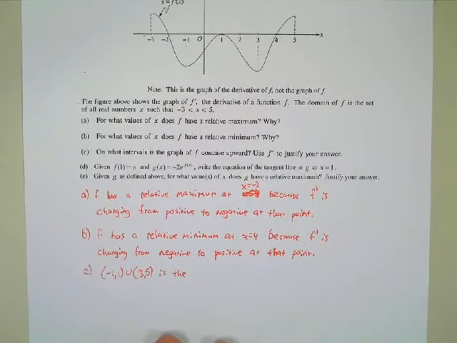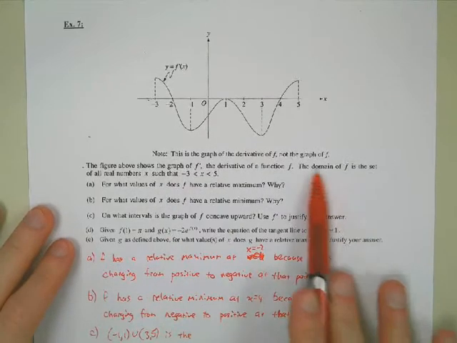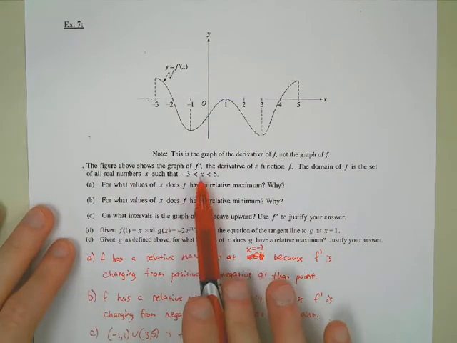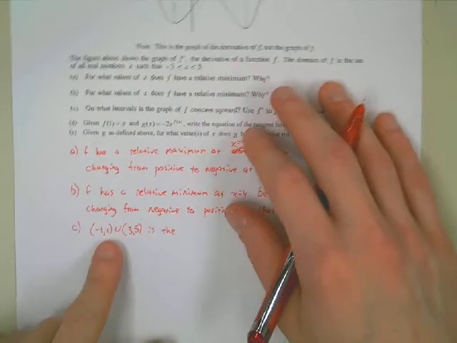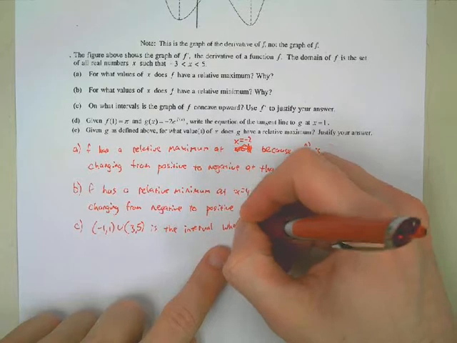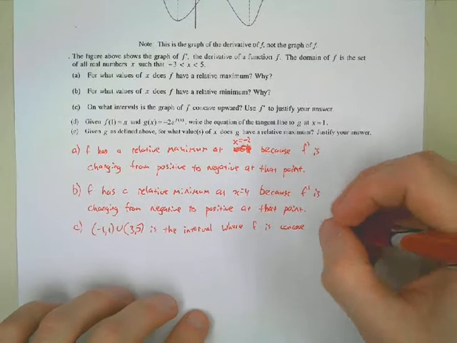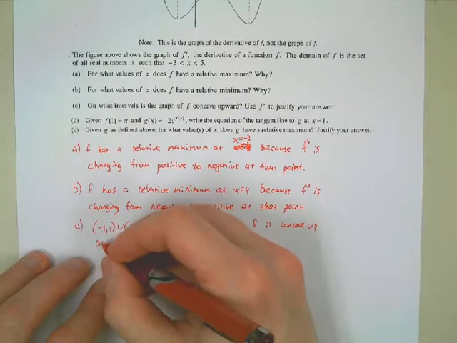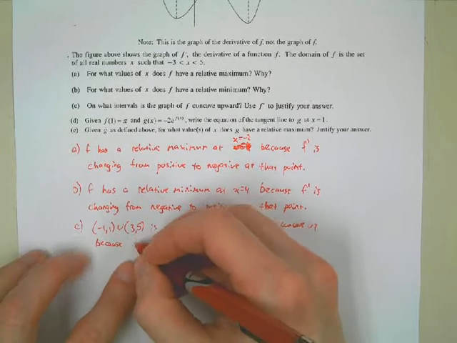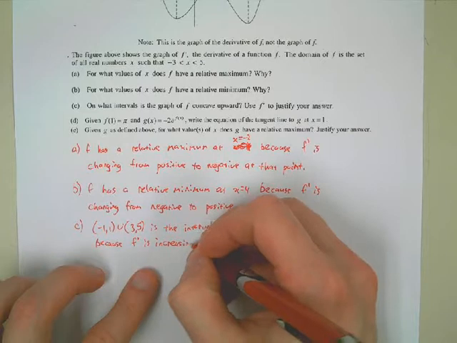Say that one more time, Brittany. Is 5 an endpoint? Yes, we're only considering, if you look here, the domain of f is the set of all real numbers x such that -3 less than, so we're only going up to 5. So -1 to 1, union 3 to 5 is the interval where f is concave up because f prime is increasing. That's all we had to look for. You don't have to say anything about f double prime or anything like that. Just saying on that intervals. Okay?